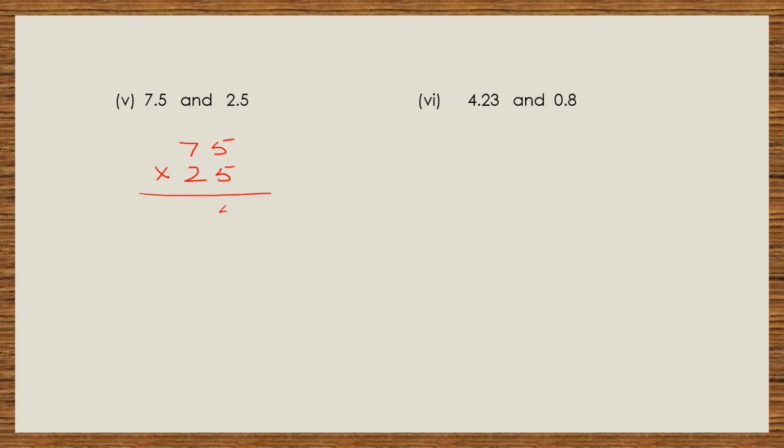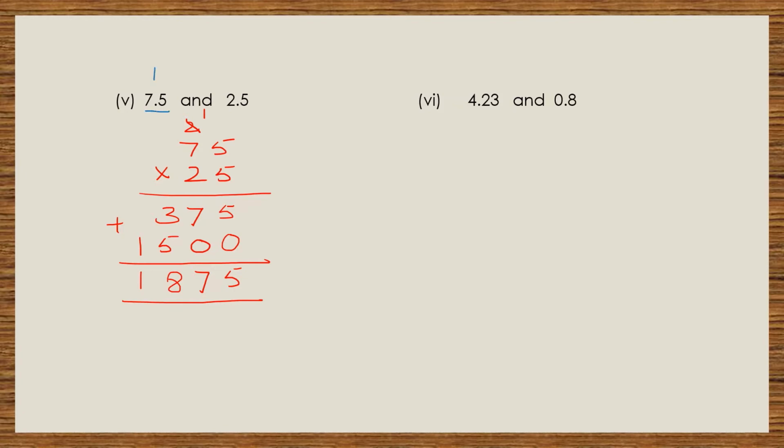5 fives are 25. You carry 2. 5 sevens are 35. Plus 2, 37. Second step. 2 fives are 10. Carry 1. 2 sevens are 14 plus 1, 15. Add up both. 5, 7, 3 plus 5 is 8 and 1. So you've got 1,875. Let's go back to the question.